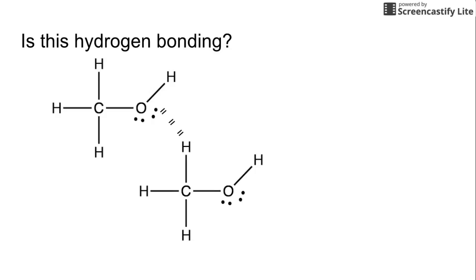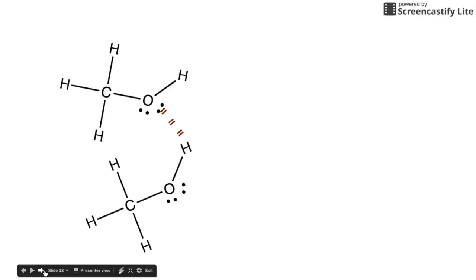The answer is no. Yes, we have a hydrogen attracted to an unshared pair, but this hydrogen isn't electron deficient enough because it is not bonded directly to F, O, or N. So this attraction would not be hydrogen bonding. A better representation of the hydrogen bonding attraction would be this. So this hydrogen that's directly bonded to F, O, or N, in this case oxygen, is electron deficient and will be seeking out those unshared pairs. So this is hydrogen bonding.